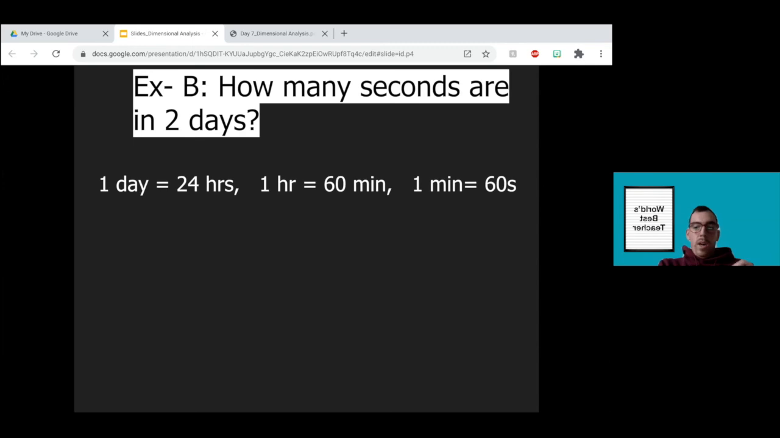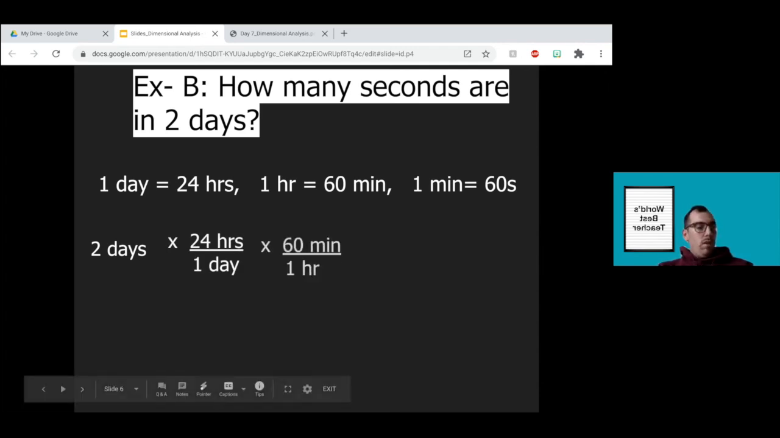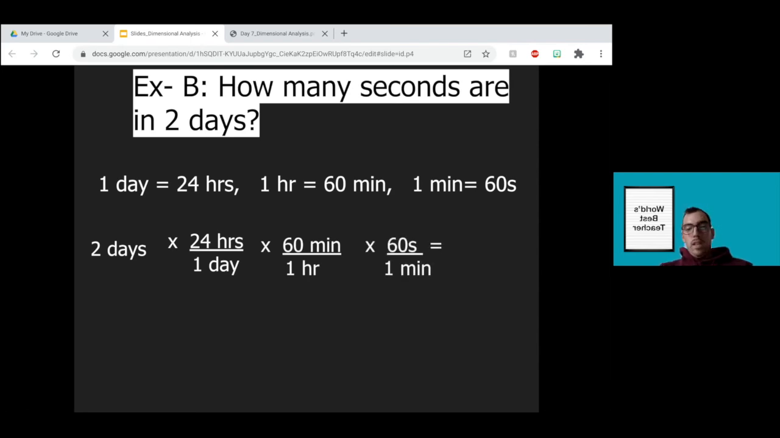Then we can think to ourselves, okay, where are my conversion factors? First of all, 1 day is 24 hours, 1 hour is 60 minutes, and 1 minute is 60 seconds. So we're going to have to do 3 conversion steps in order to get from days to seconds. Just like before, we set up first what we already know. Then we turn days into hours. Then we turn hours into minutes. And then we turn minutes into seconds.